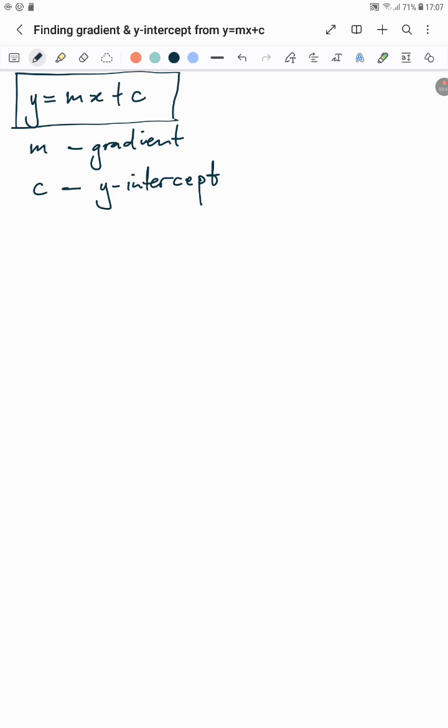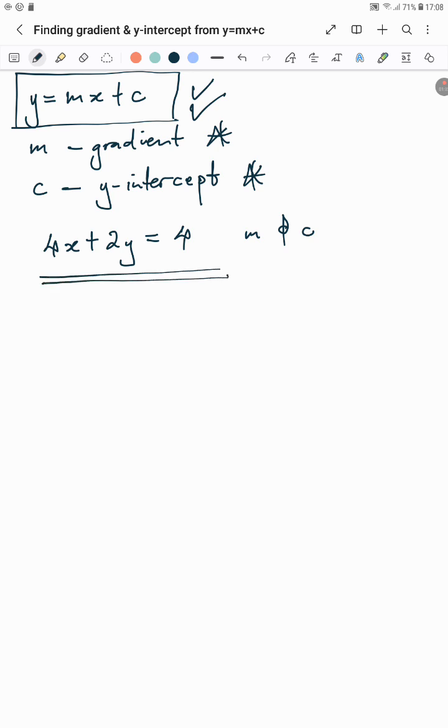So equations of straight lines do not always come in this format. Sometimes they come in a different format, and you should be able to change all the other formats to this general equation so that you'll be able to find the gradient and the y-intercept. For example, if we have an equation 4x plus 2y is equal to 4, and you are asked to find m and c, which is gradient and y-intercept, you need to change this equation to this format.